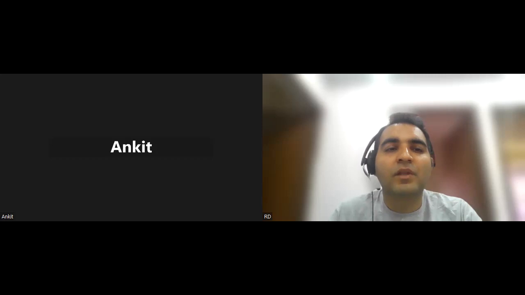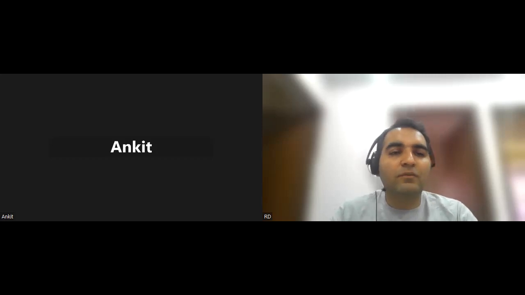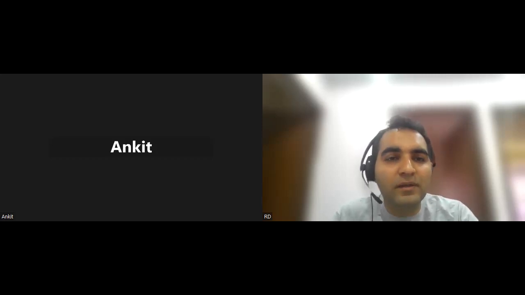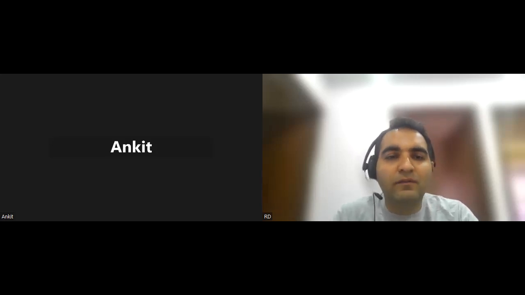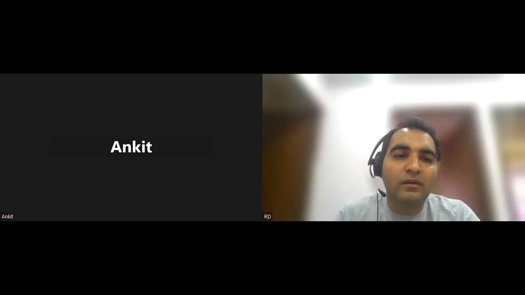Okay, no worries. See, there are two types of XPath. One is absolute XPath and another is relative XPath. In an absolute XPath, you will write the XPath and it will begin with a single forward slash. In a relative XPath, it will have a double forward slash.